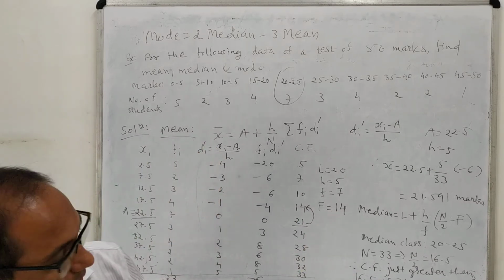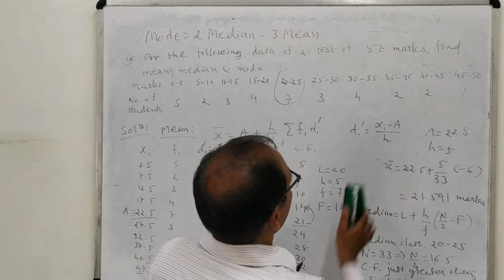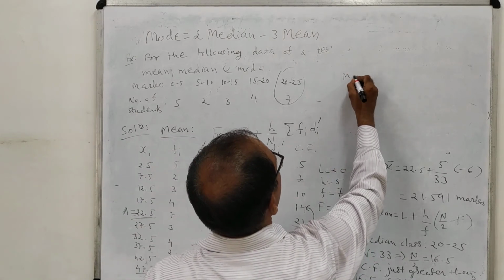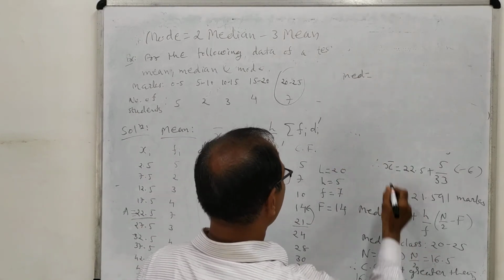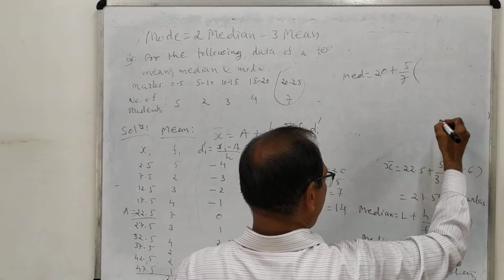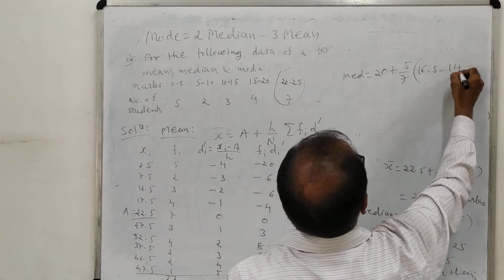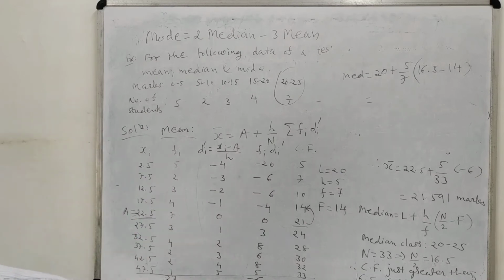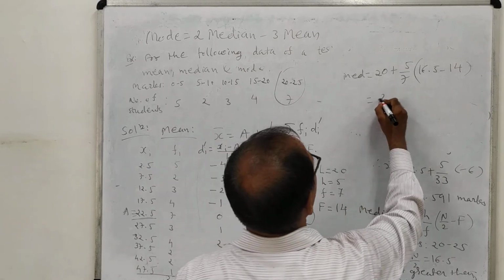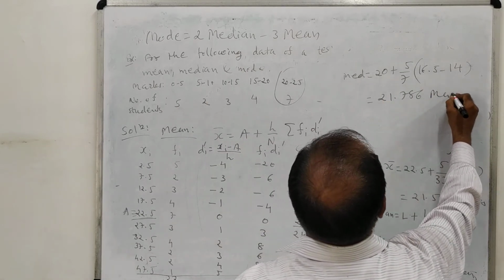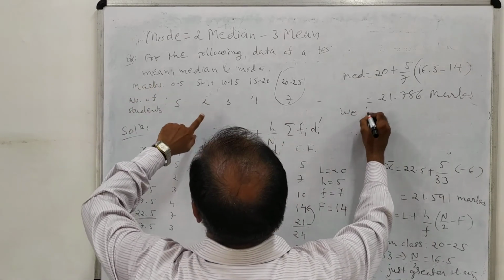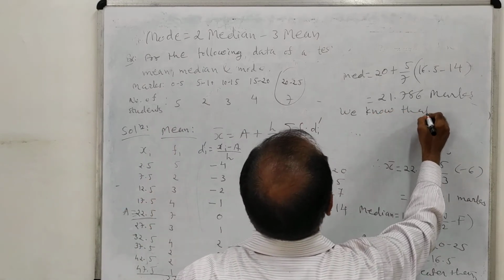And after putting all these values over here, we can find median equal to capital L, that means 20, plus H, 5, upon 7, into capital N by 2, which is 16.5, minus capital F, which is 14. If you calculate, you will get the answer as 21.786 marks.